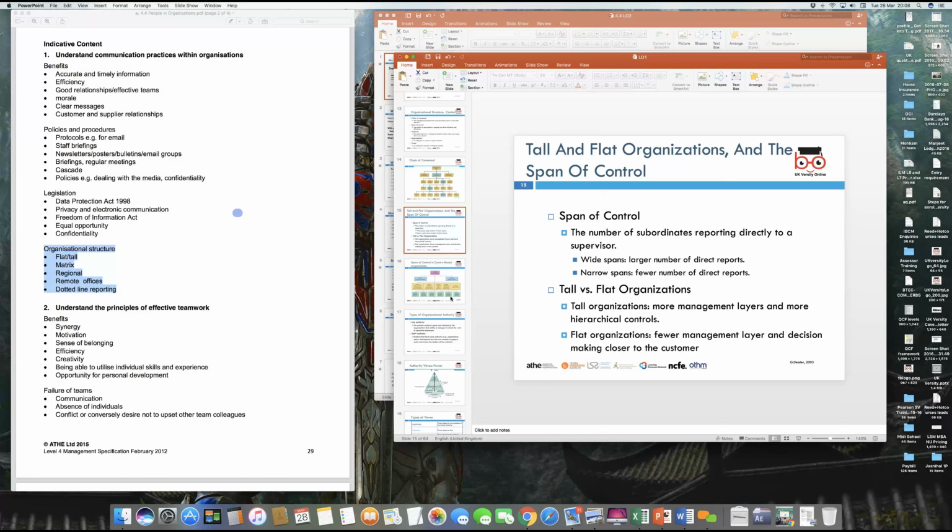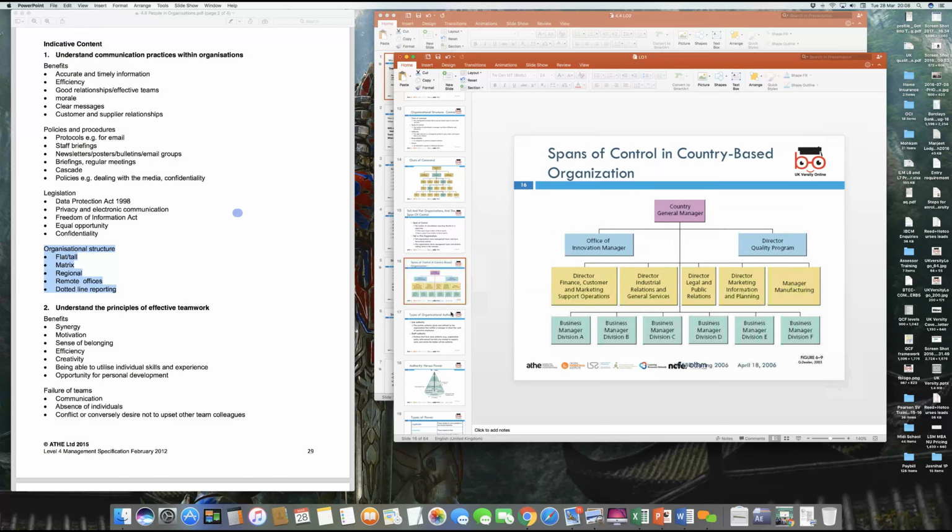But if you look at a large organization, what will tend to happen is that you'll have some sort of structure, which is either divisional, which is a division, or it is a matrix structure, and that will come to an example. So this is an example of a structure within a country.